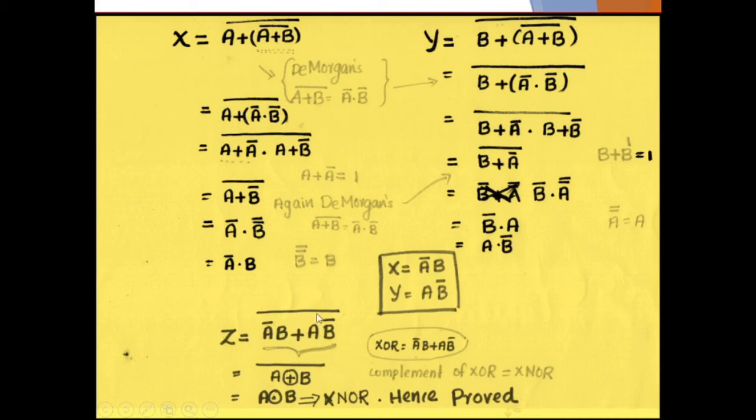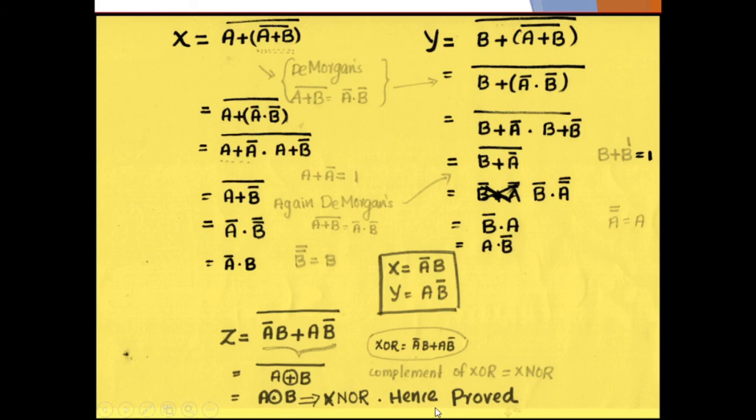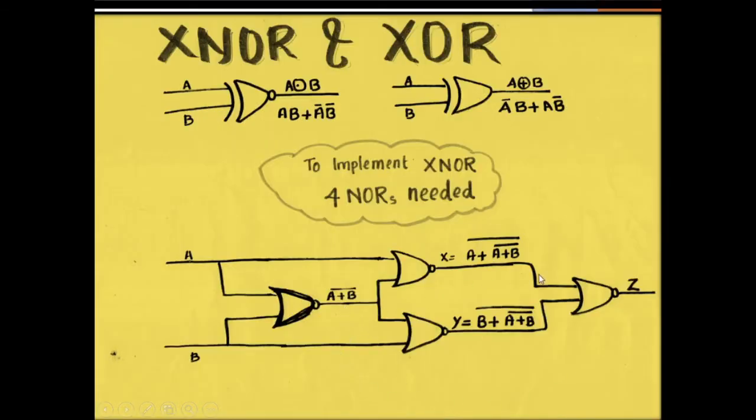Are you familiar with this expression a bar b plus a b bar? Yes, exactly. Which is XOR operation. So we can write it as A XOR B whole complement. What is the complement of XOR? Complement of XOR is XNOR. So this is equivalent to A XNOR B, and the output here is equivalent to XNOR. So with 4 NOR gates, we designed XNOR equivalent circuit.